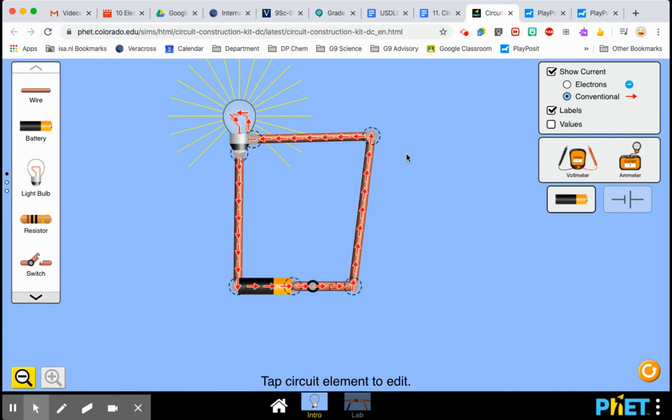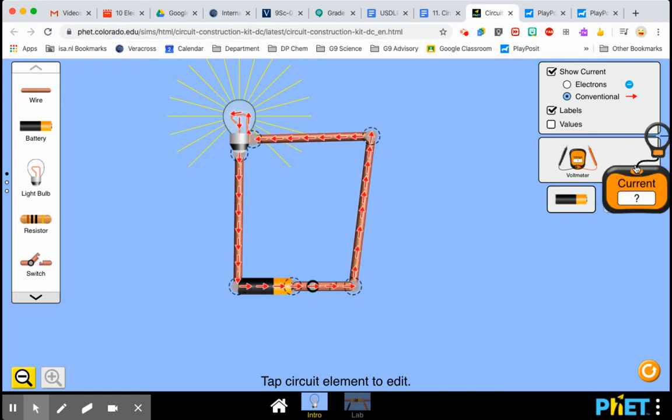So far we've got an open and closed circuit, and we understand the difference between conventional and regular current. And usually when we talk about current, we're talking about conventional current. It's just talking about negative charges flowing versus positive charges flowing.